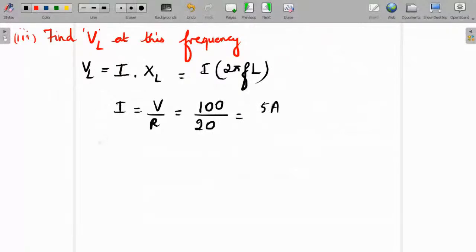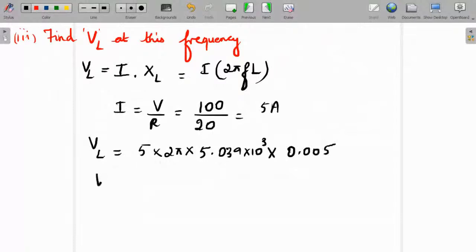So voltage across the inductor will be 5 into 2 pi into frequency. At this frequency ன்னு கொடுத்திருக்காங்க இல்லையா? So resonant frequency தான் consider பண்ணோம், 5.039 into 10 to the power of 3, into L, inductance oda value 0.005 Henry. Right? So if you substitute, you get voltage across the inductor to be 791.123 volt. This will be your answer.